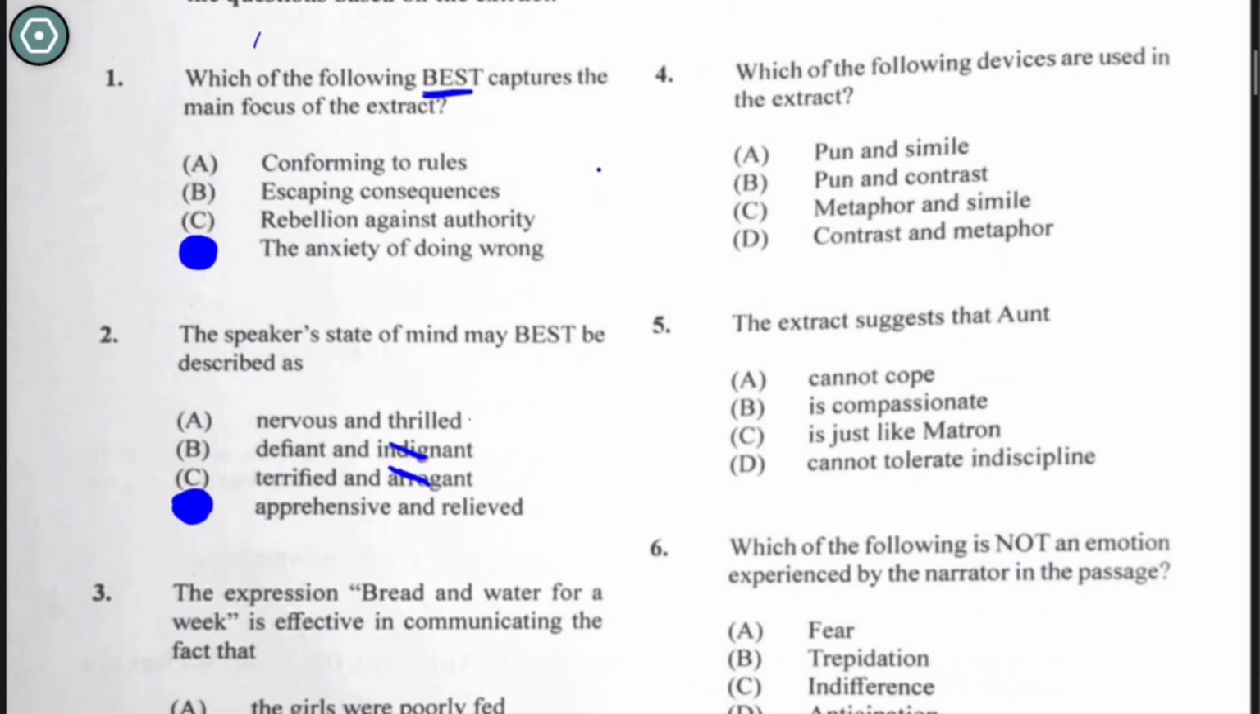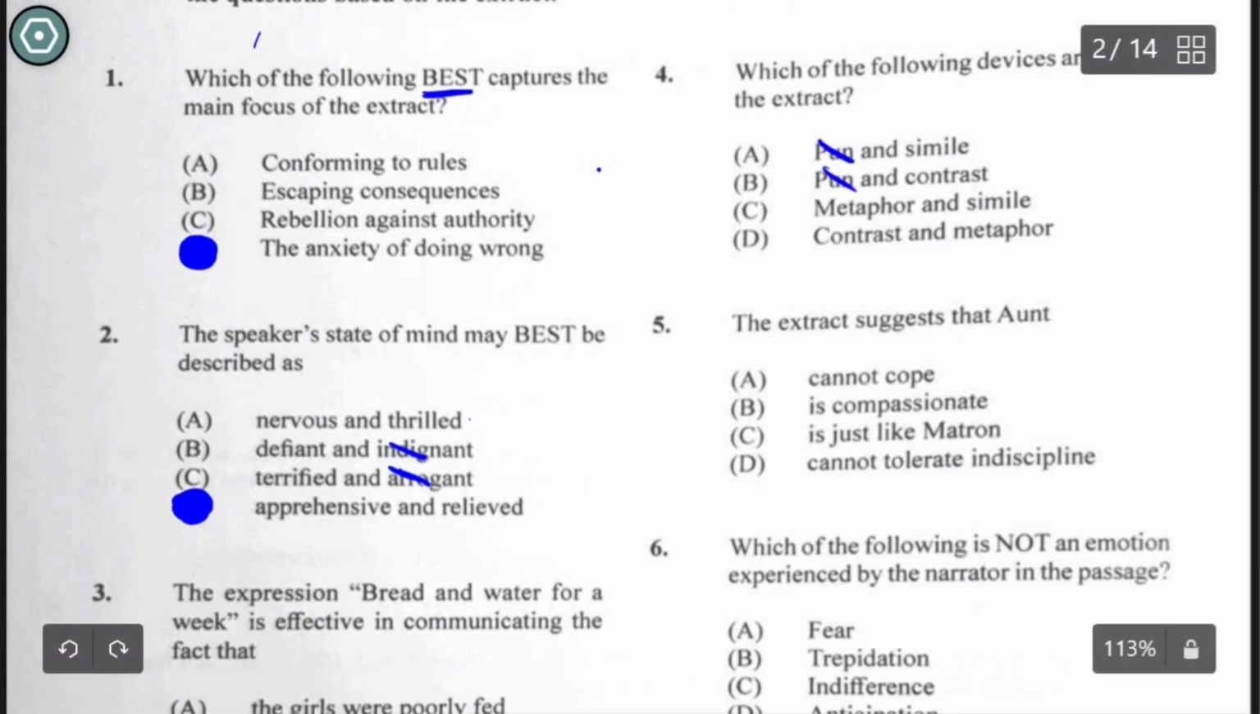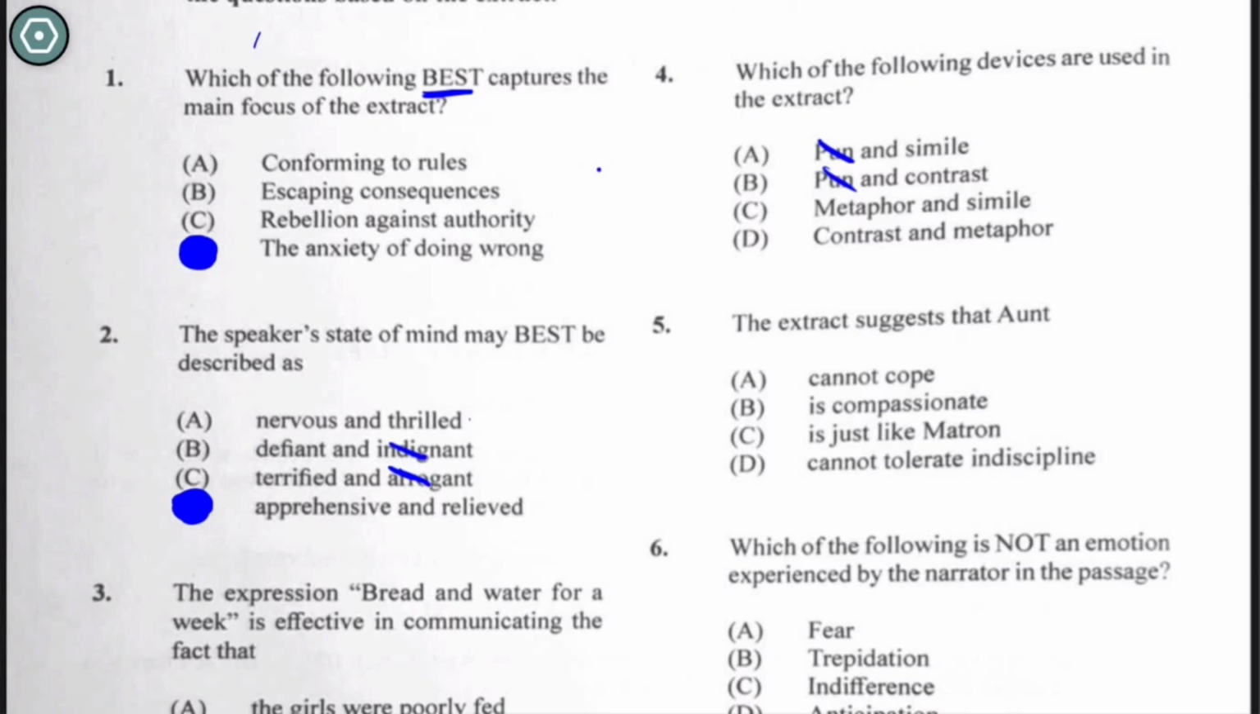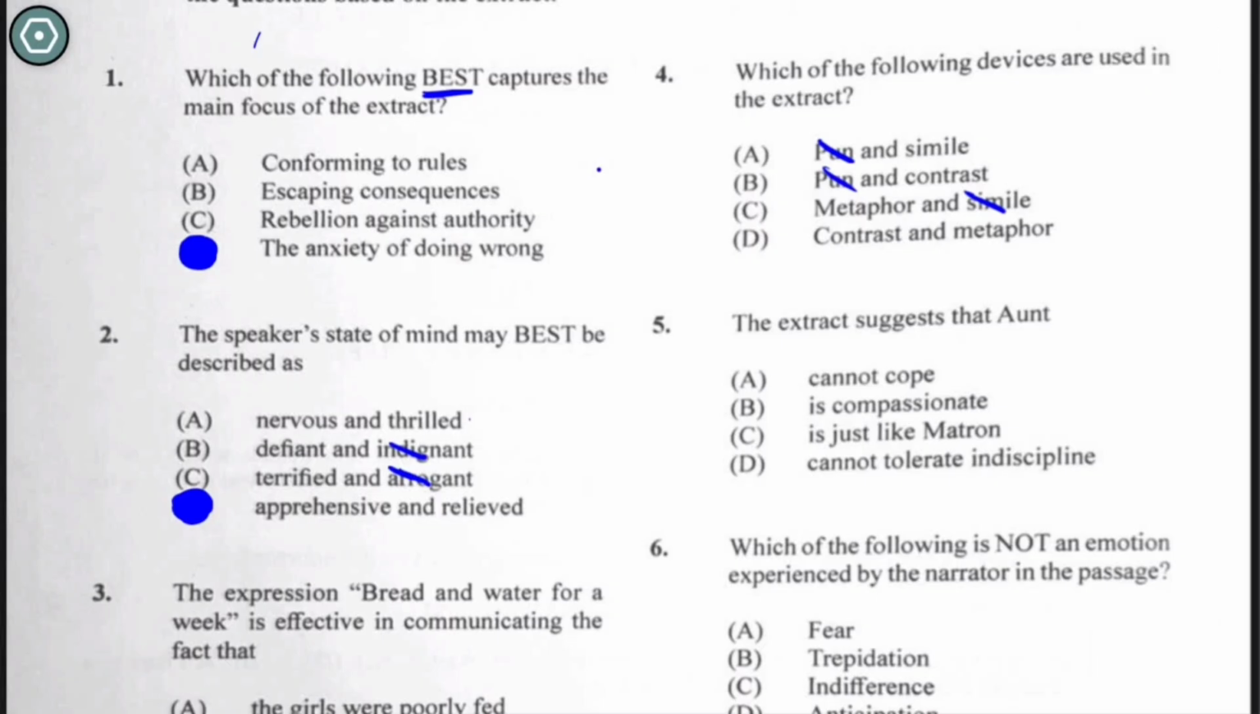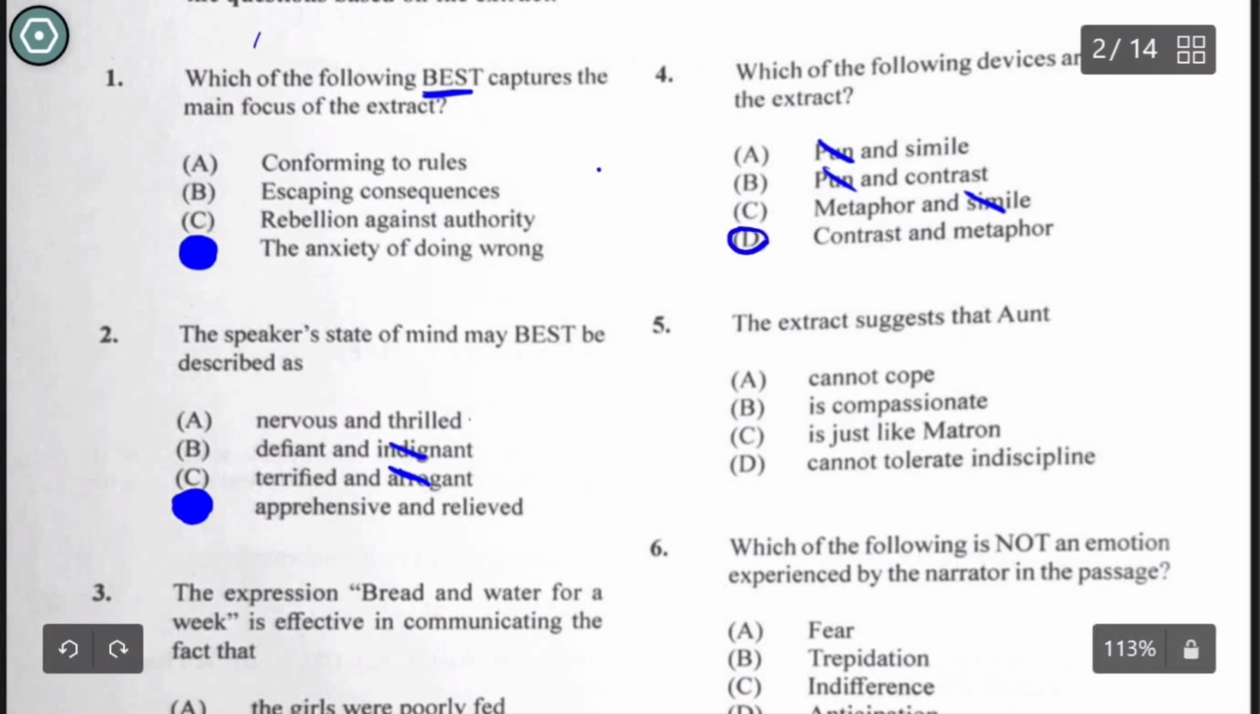Number 4, which of the following devices are used in the extract? Alright, first of all, I saw no signs of pun, but if you do, you can hint at it in the comments and I'll take a look over. I'm only human. I hadn't seen any sign of simile either, but I have seen metaphor and contrast, so I'd have gone with D.